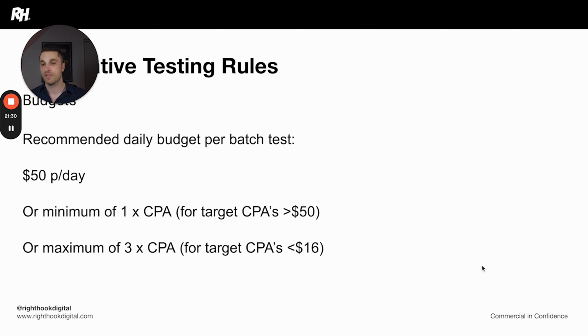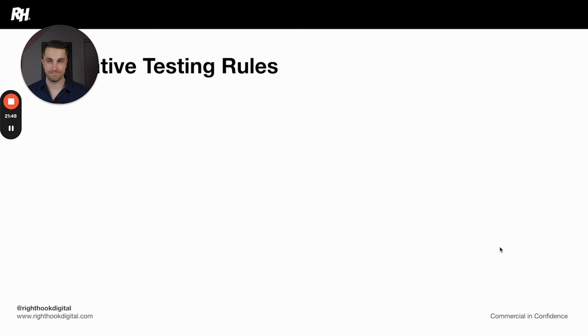Or if you have a really low AOV product, like sub $16, do 3 times your target CPA for that day. So these are the kind of rules our team live by. Either they start at $50 a day, or if they have really high AOVs or low AOVs, they change the daily starting budget based off those targets.